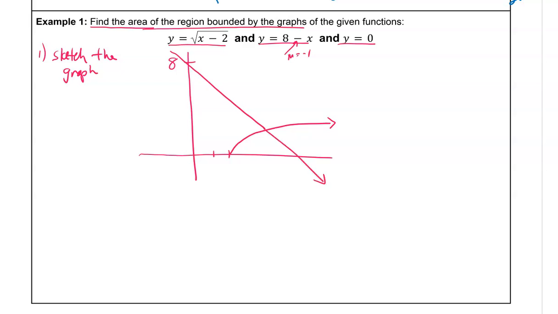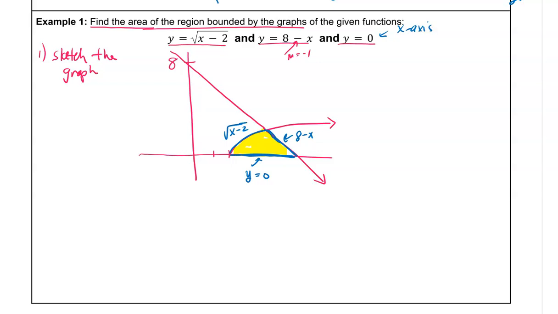And so the region that I will be wanting to find the area of is this here, because this part is the y equals 0 line. Y equals 0 is a fancy name for the x-axis. So that's the y equals 0 boundary. This is the 8 minus x boundary. And then this is the square root of x minus 2 boundary.